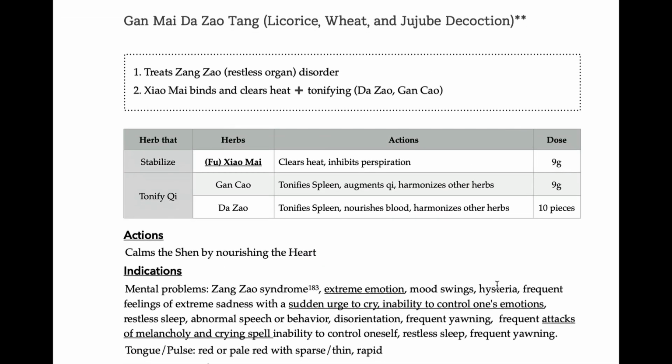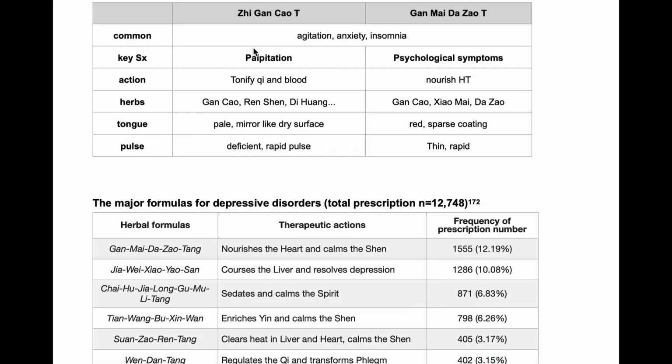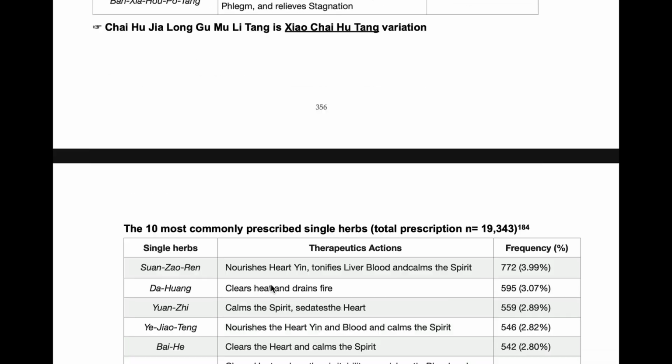And Gancao Xiaomai Dazao Tang, what is the keyword? Melancholia, mood swing. That is the keyword. Sudden urge to cry. I have seen many different types of questions about Gancao Xiaomai Dazao Tang. So if you see sudden crying, sudden laughing, melancholia, mood swing, then you should be able to pick Gancao Xiaomai Dazao Tang. If you have my book, try to check all those frequently used formulas for mental problems.